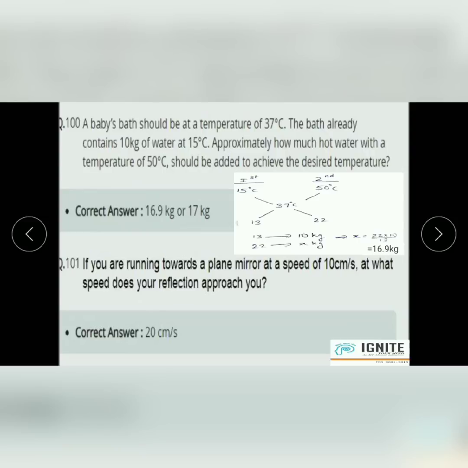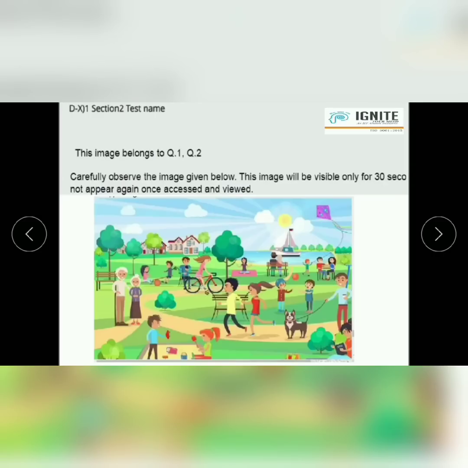Okay. Next question. If you are running towards a plane mirror at a speed of 10 cm per second, at what speed does your reflection approaches you? If you are running towards a plane mirror at a speed of x cm per second, reflection approaches double of original speed. Therefore, answer is 20 cm per second.